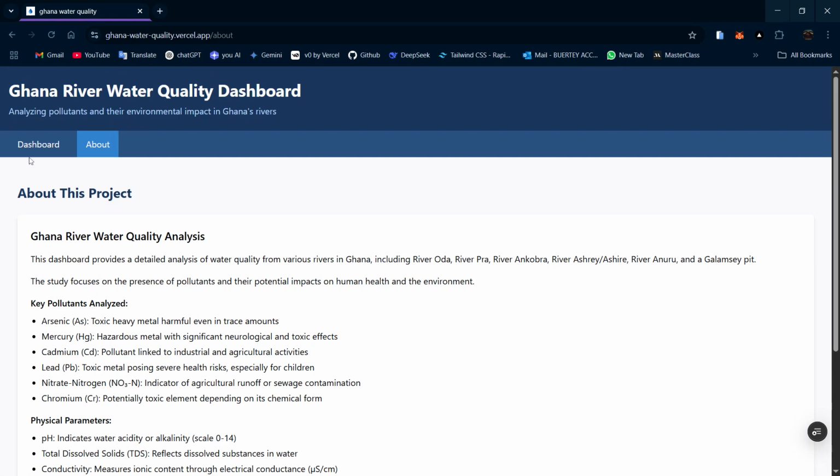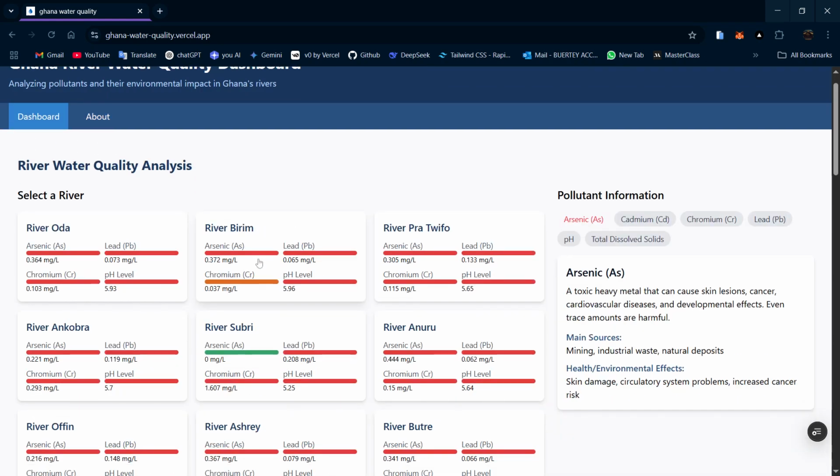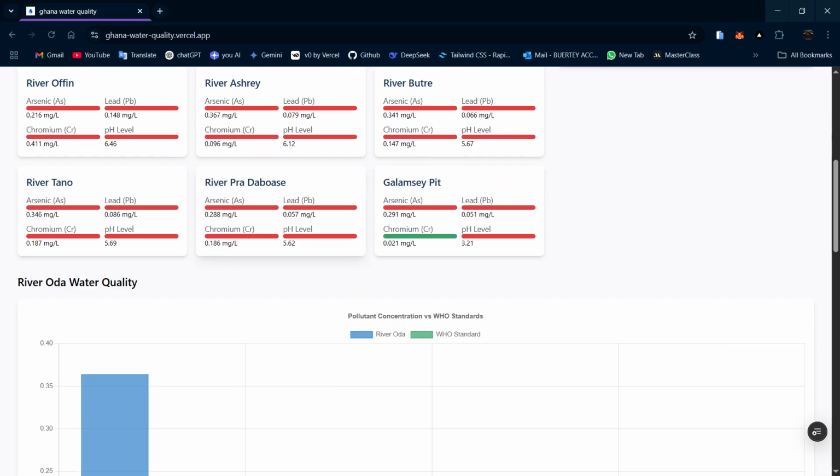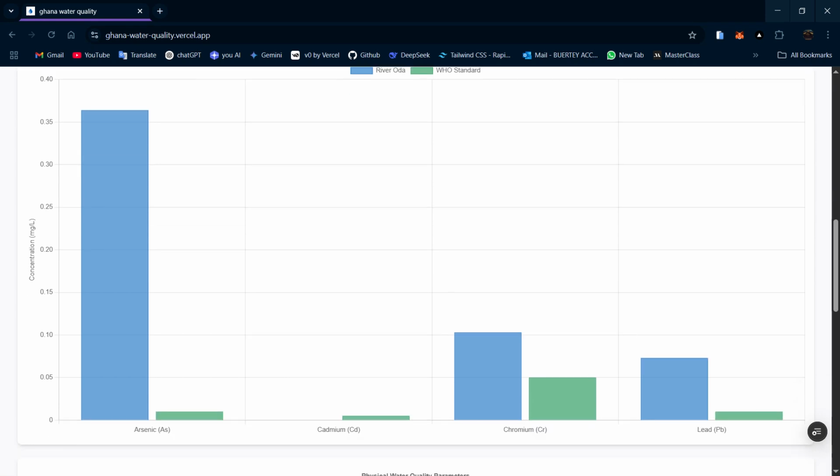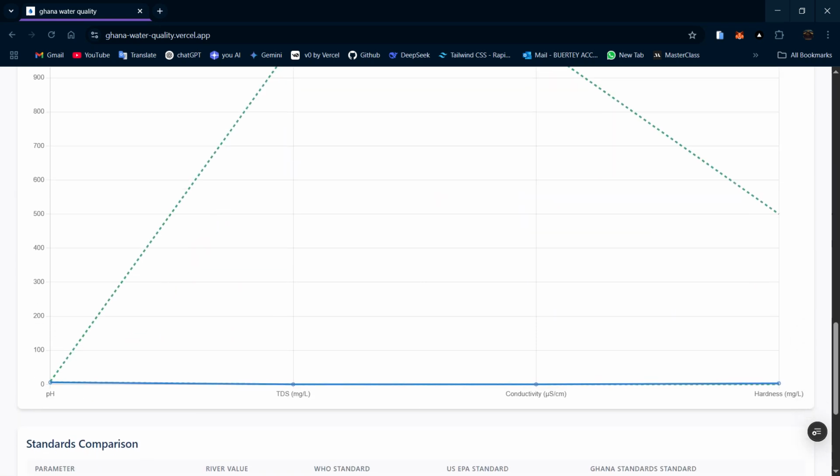Okay, so let me go to the dashboard. The dashboard talks about the rivers, and when you look at the right side, it talks about the pollutants and the information on the pollutants. Let me go to the bottom. At the bottom we have two visualizations: the histogram aspect, and the linear aspect.